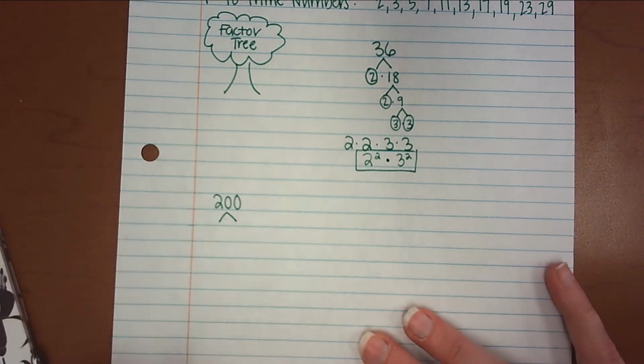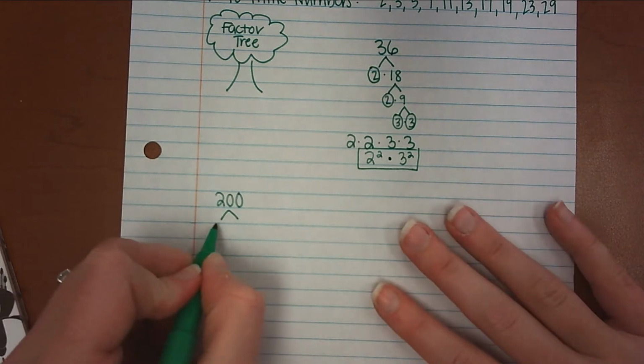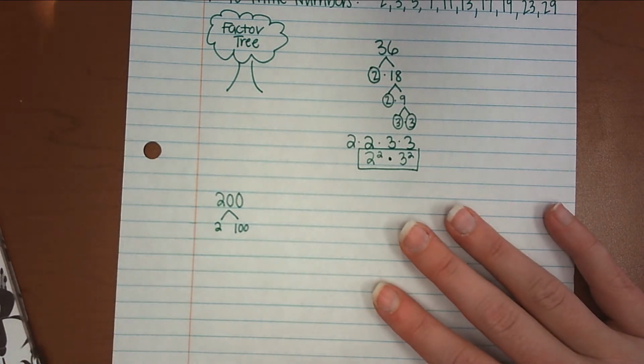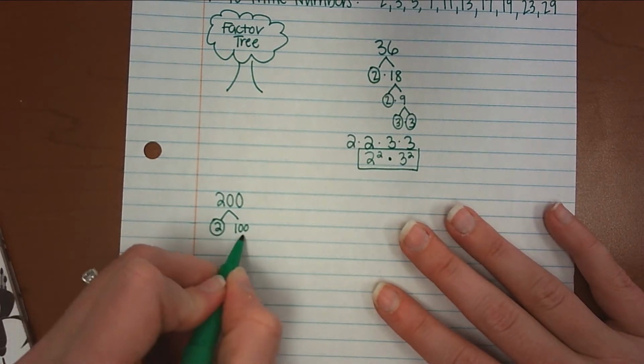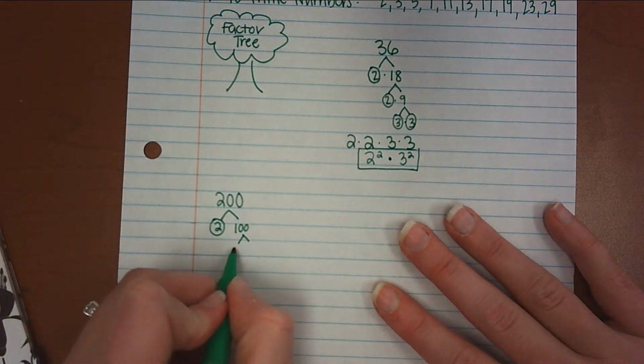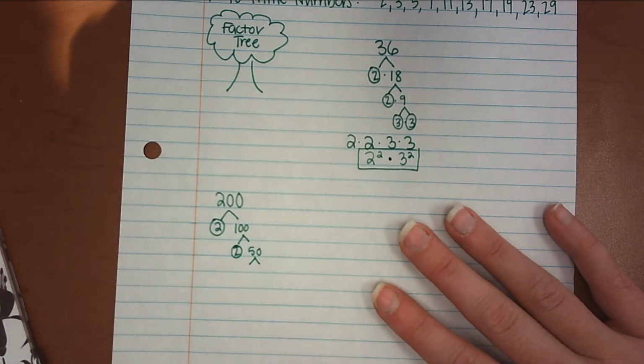So when we start with 200, I want you to think of two numbers that multiply together to give us 200. I'm thinking of 2 and 100. Two groups of 100 is 200. So 2 is prime. I'm going to circle it, and then I can keep going. When I think of factors of 100, I'm thinking of 2 and 50. So 2 is prime. I can circle it and break down 50 even more.